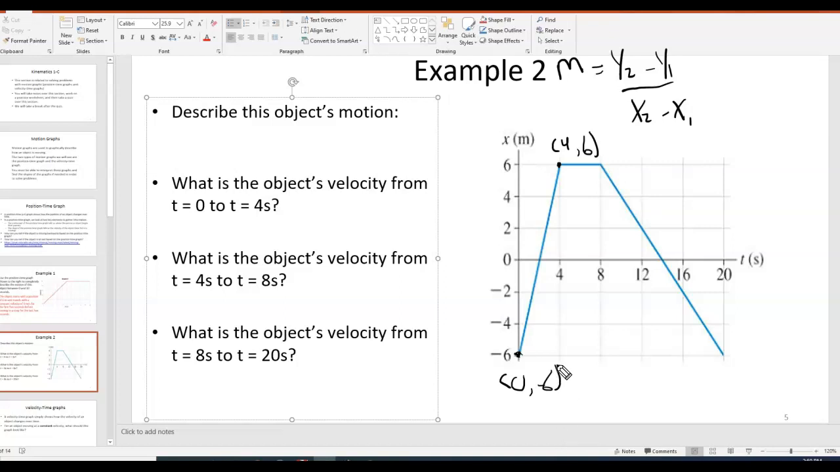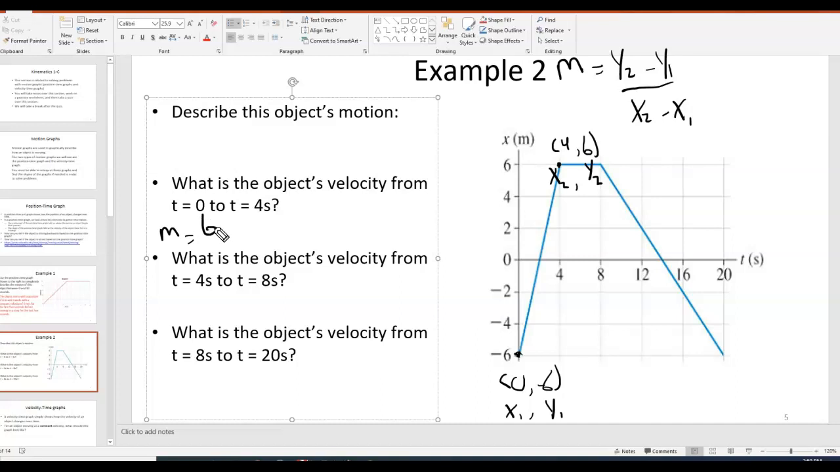Okay, so y2 is going to be my y value for my second point, so this is y2. This is going to be y1 because this is the y value for my first point. And then this 4 is going to be x2, and then x1 is going to be 0. And so I can use my slope equation right here to find the slope between these 2 points. Okay, and again, why do I want to do that? Because the slope on a position time graph represents velocity.